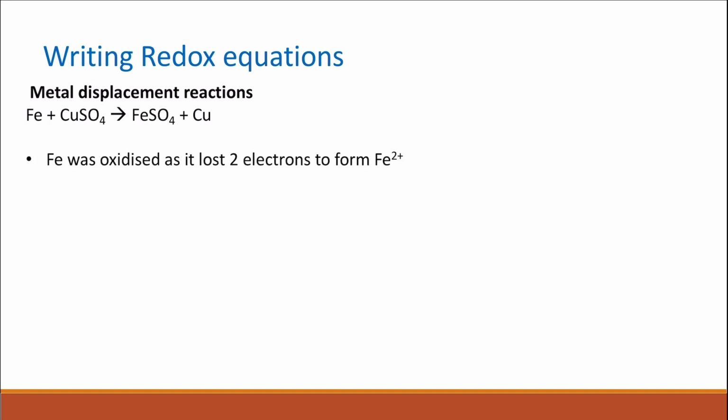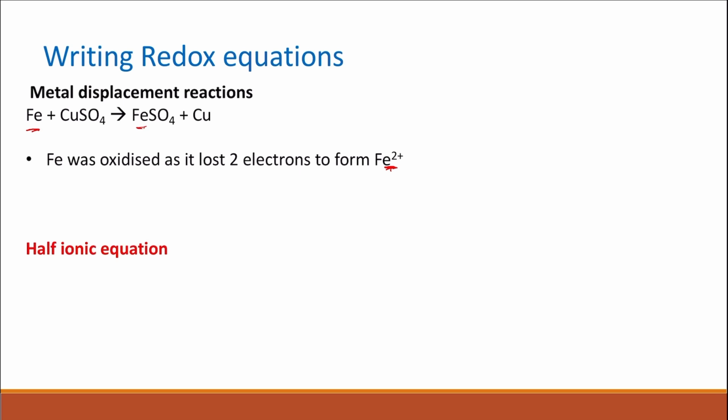Here, as we can see, iron was oxidized because iron here was an iron metal. Iron metal doesn't gain or lose electrons. It has zero charge. It's neutral. And then it gave the iron in this compound, iron sulfate, and iron here has a 2 plus charge, meaning the iron lost 2 electrons to give you the Fe2 plus ion.